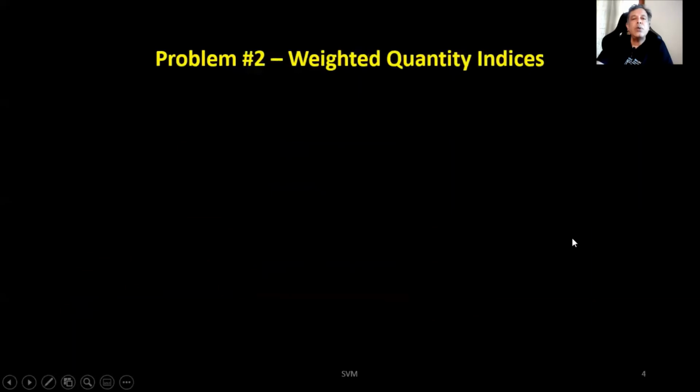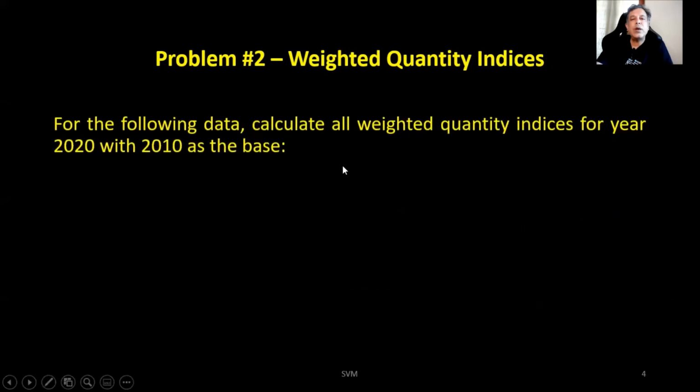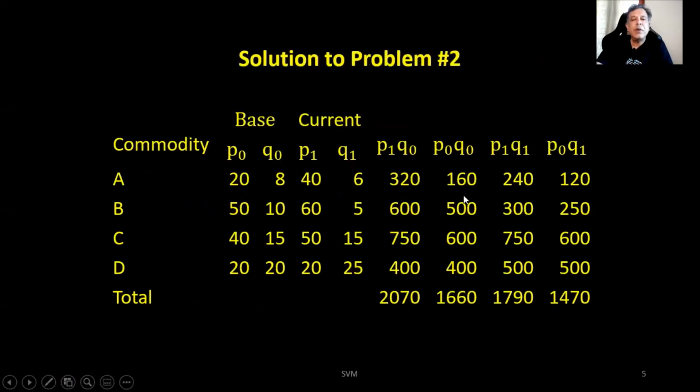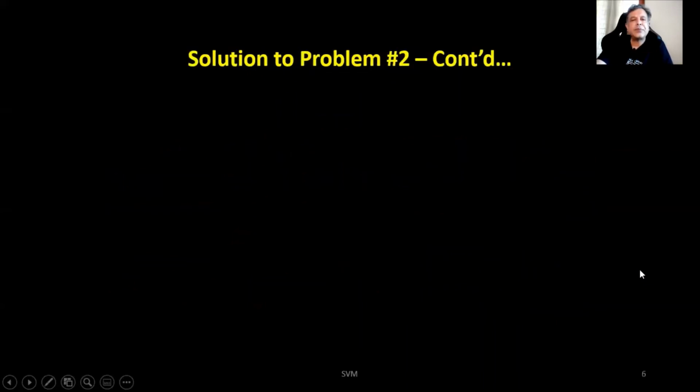Now we will move on to a problem related to weighted quantity indices. For the following data, calculate all the weighted quantity indices for the year 2020 with 2010 as the base year. Data is given for 2010, the base year, and 2020, the current year: base year prices and quantities, and current year prices and quantities for 4 commodities. We know the formula for quantity indices, so whatever is required in that formula, we calculate those figures here.